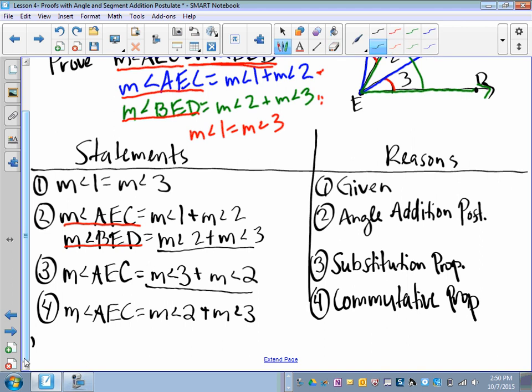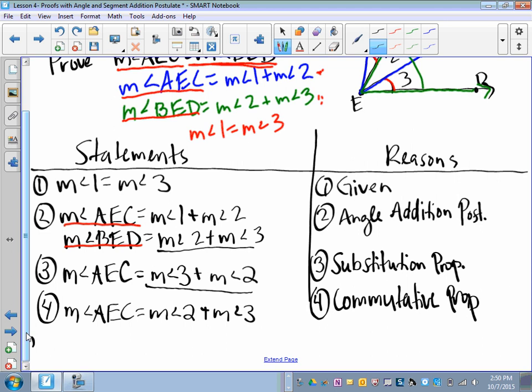Sir Rob, what's your question? If you did not change it before saying them equal to each other, then yeah, you would lose points for skipping that step. You have to be very thorough with your proofs.